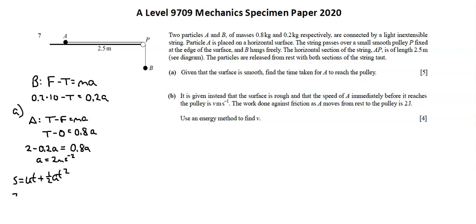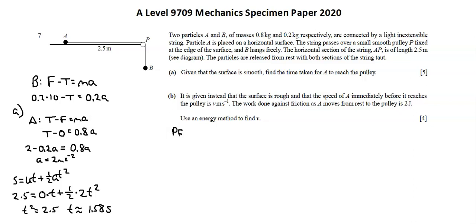s is the displacement, which we're given as 2.5 meters, equals an initial velocity of 0 times t plus 1/2 acceleration we've calculated as 2, 1/2 times 2 times t squared. t squared simplifies to 2.5. Of the 2 resulting values, the only relevant value is the positive, as this is time. Time is approximately 1.58 seconds.